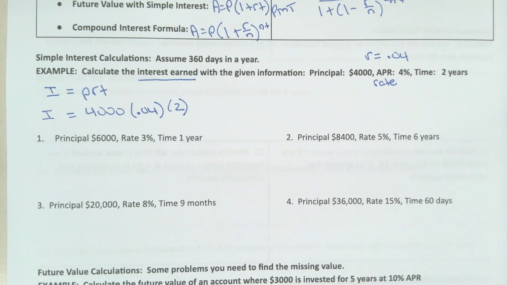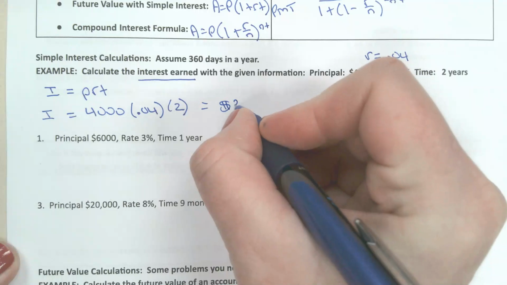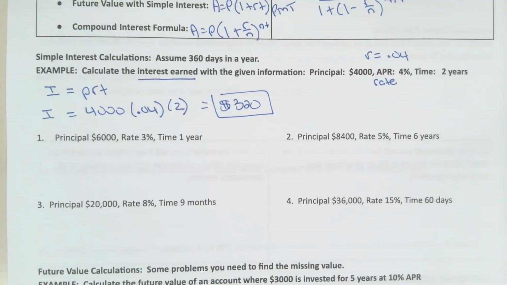4,000 times 0.04 times 2. So my interest earned was $320. That's how you do it if it asks you for the interest.